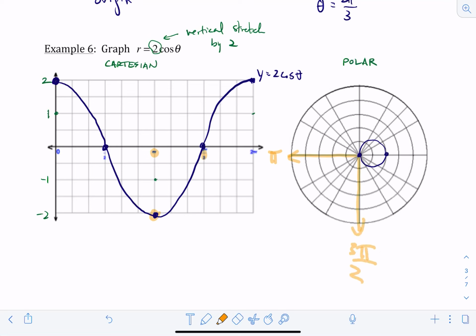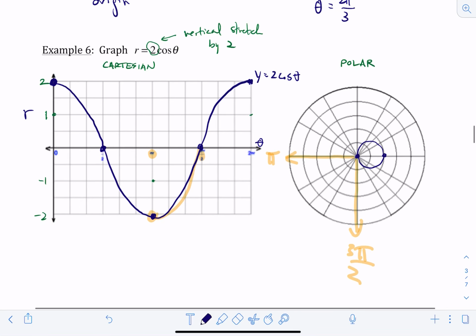But what do you notice about all of these r values? I don't think I told you that this axis is r, this axis is theta. So what's happening is that your r values are going to be negative. So think of it this way. You're going from pi to 3 pi over 2. But when you draw this part, you're going to actually draw behind you.